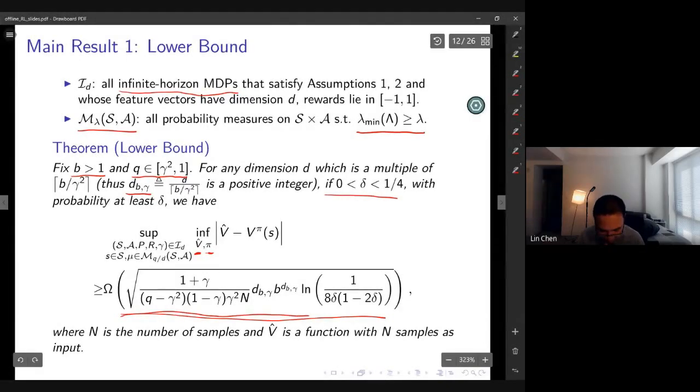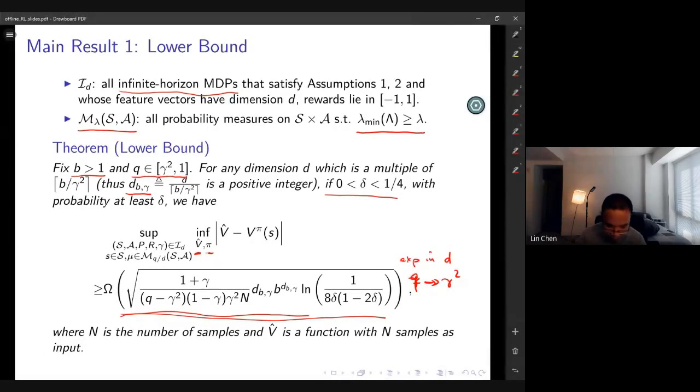And we can see that it is exponential in d, and if q goes to gamma squared, then the lower bound goes to infinity. And the q here characterizes the condition number of the feature covariance matrix. Let's see here.